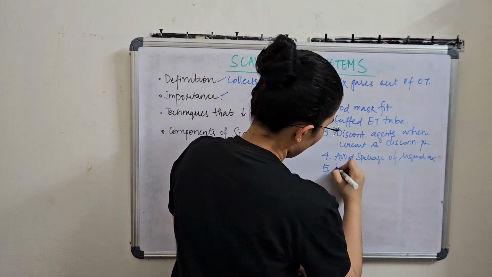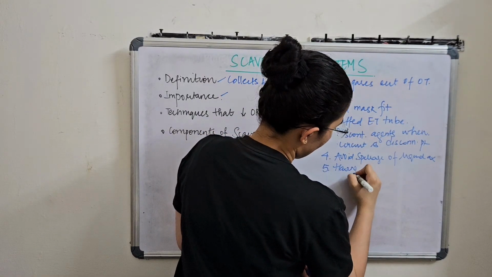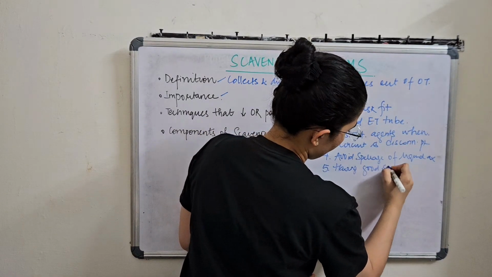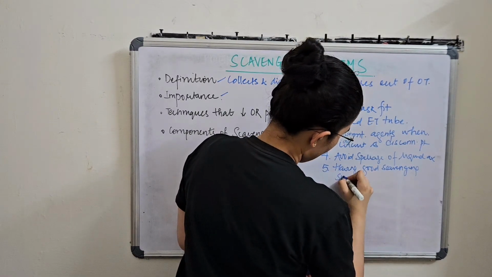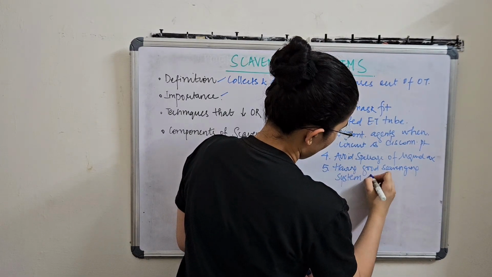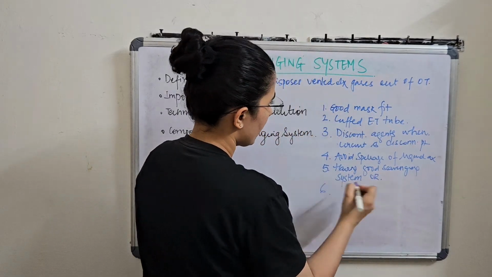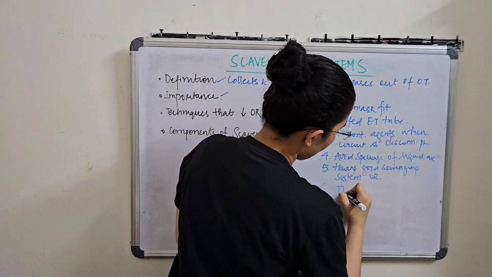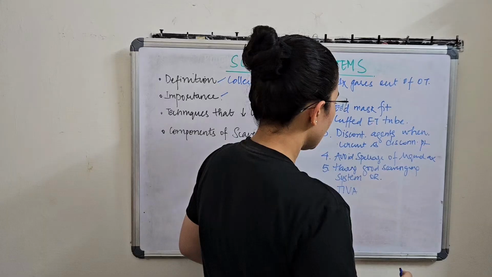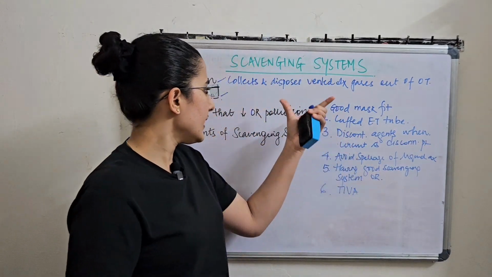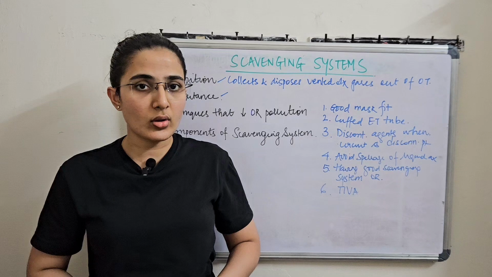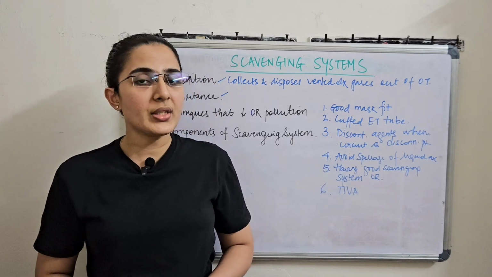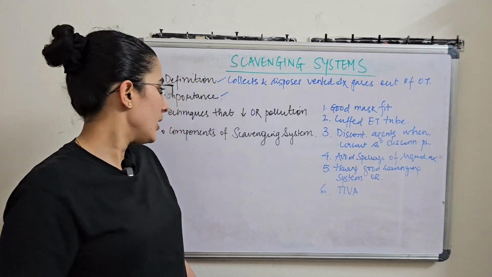Fifth is having a good scavenging system in the operation theatre. Sixth is using total intravenous anesthesia. So these are the various techniques or methods by which we anesthesiologists can reduce the operation theatre pollution, right?